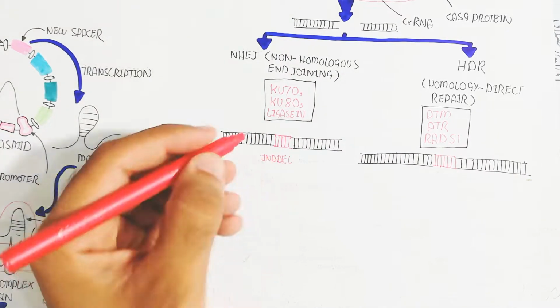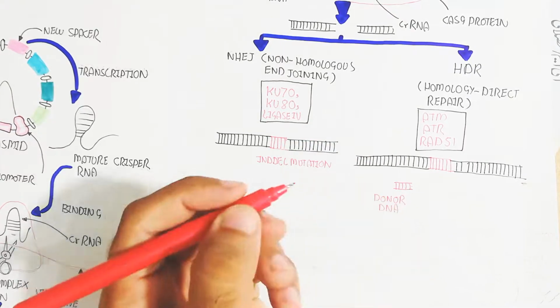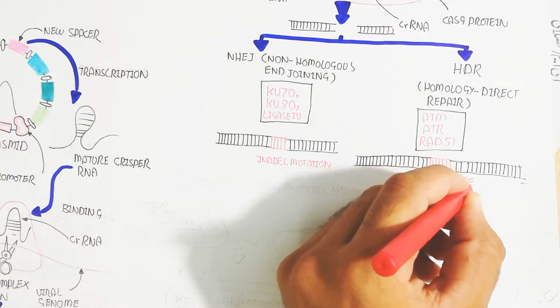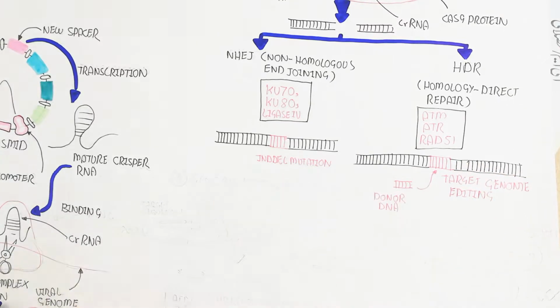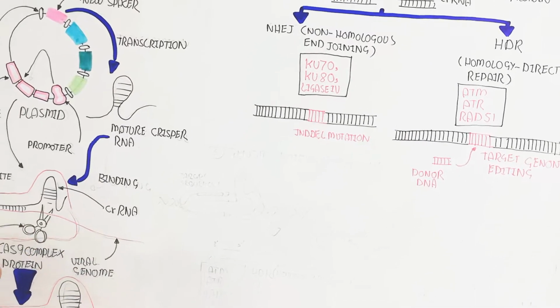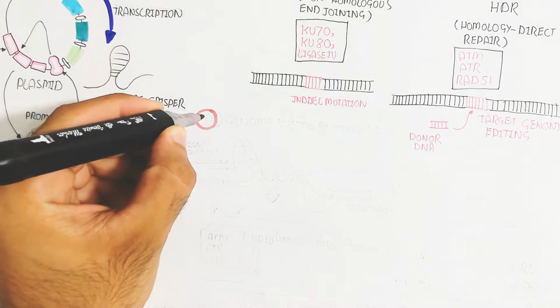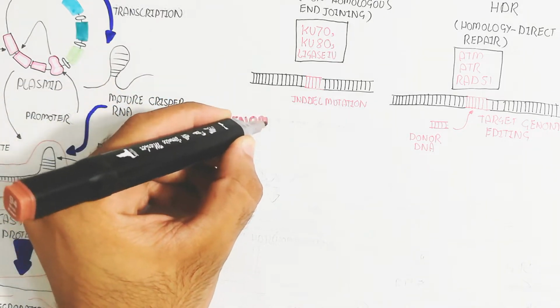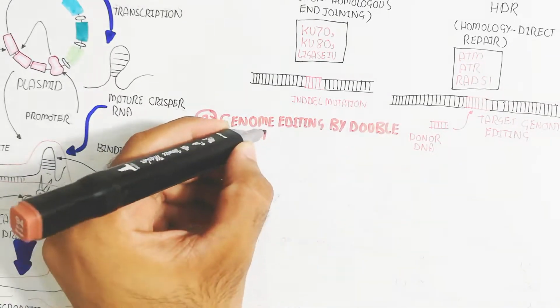So in this way you can understand as well, this is the direct repair, while non-homologous end joining is basically not repair but indel mutation. In this way the excision of the specific genome is for prevention of the disease and other things. So remember, genome editing by double nicking can also occur.